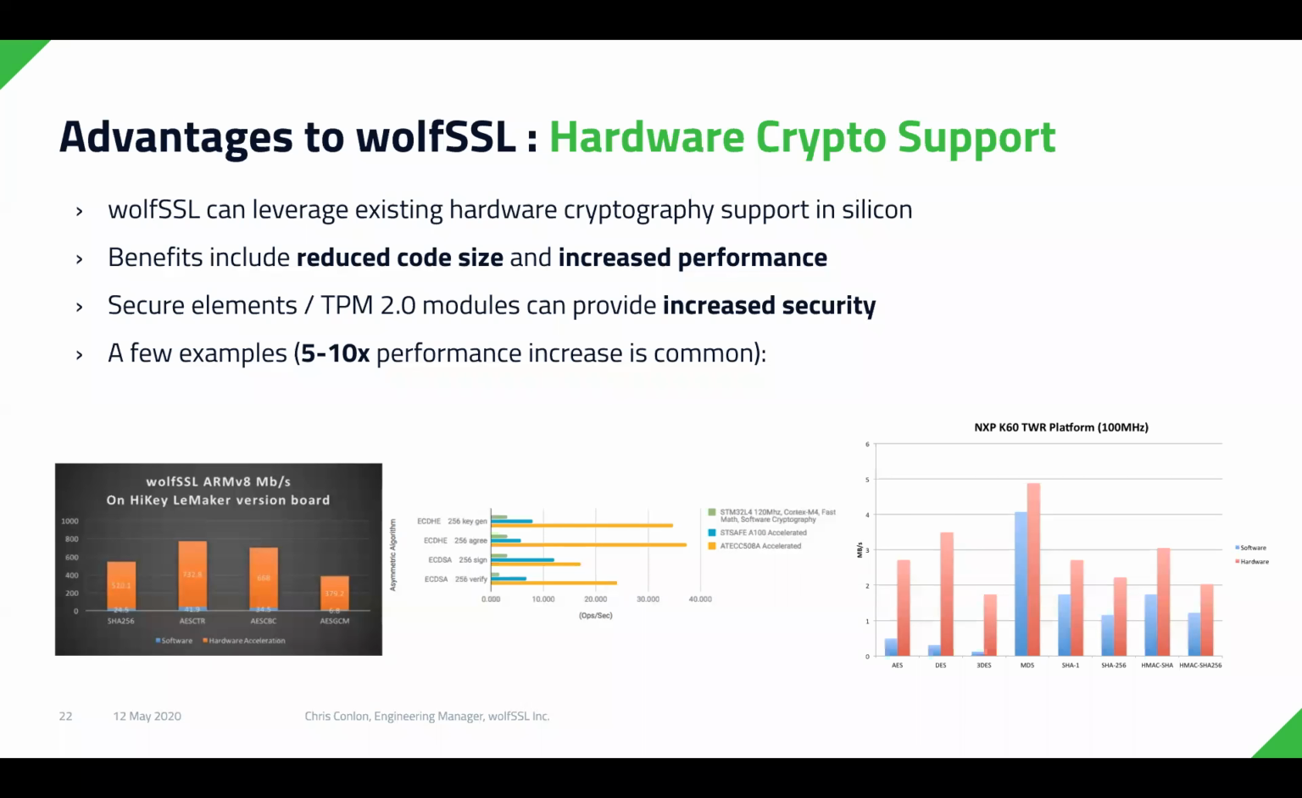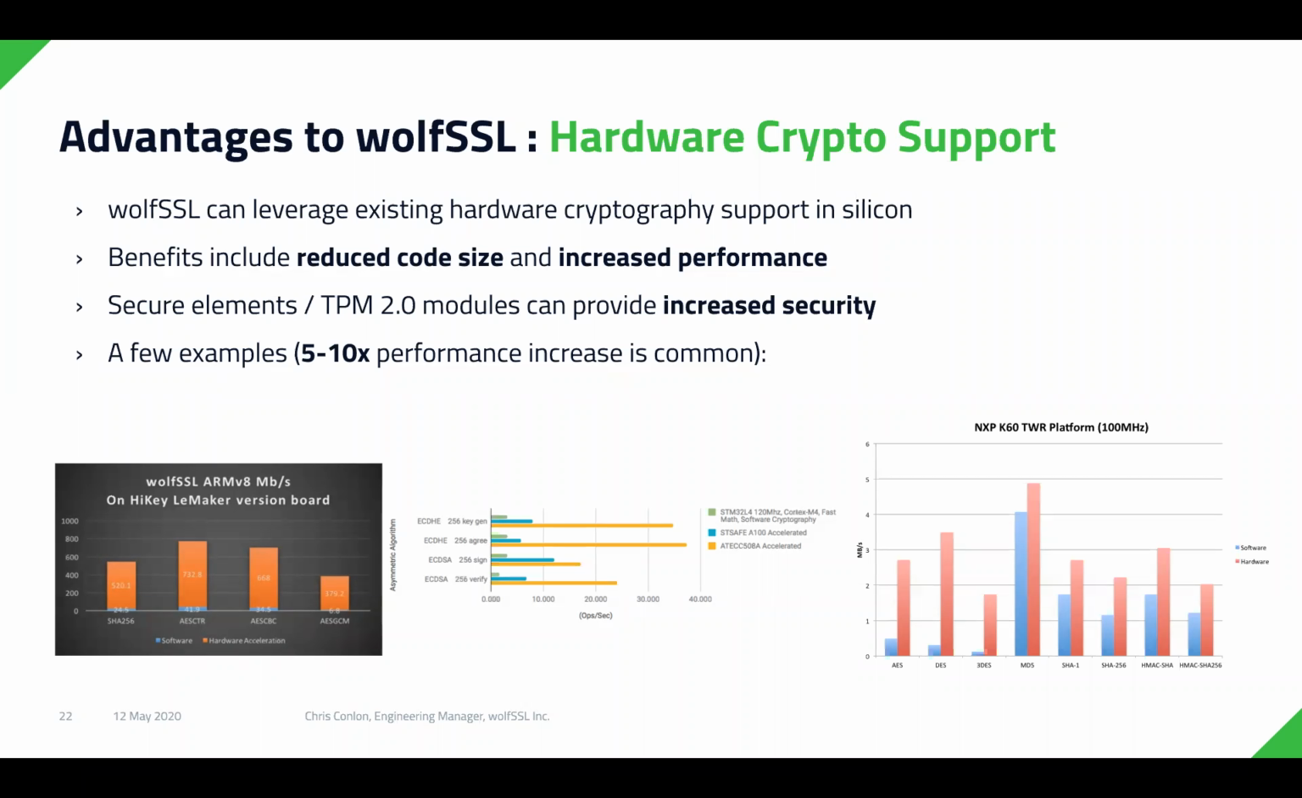of our software crypto. The benefits here are that you get a reduction in code size, you get an increase in performance, and if you're using something that can store keys and certificates securely, like a secure element or a TPM module, that can also provide you increased security. Now, we typically see about a 5 to 10 times performance increase when using hardware crypto over software crypto. I put just some examples of benchmarks we've done here on the bottom of this slide.